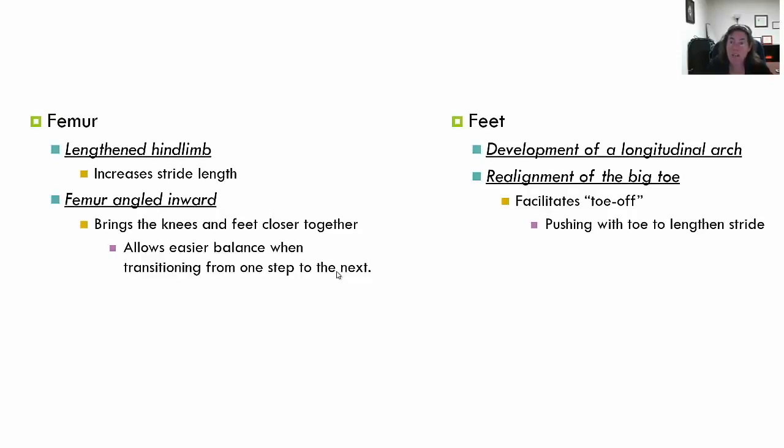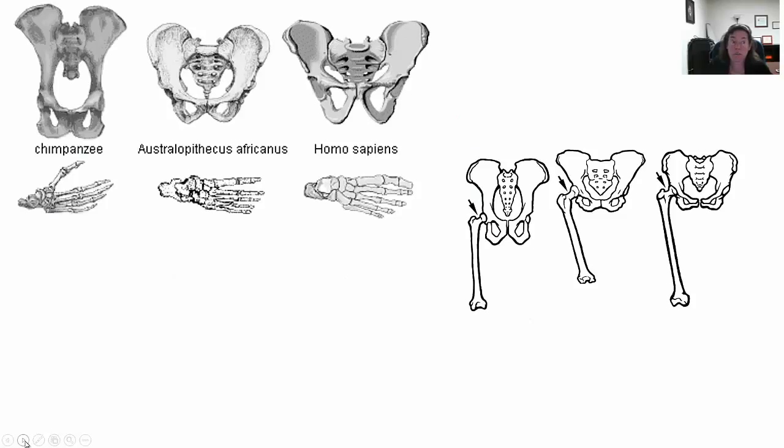In our feet, we developed what's known as a longitudinal arch. You know that curvature of your foot? Some people don't have it because they're flat-footed. This is very important for bipedalism because it helps you push off. We also see realignment of the big toe. So instead of the toe being perpendicular to the other toes, it's now moving and becoming parallel to the other digits. This now facilitates toe off, pushing with the toe to lengthen stride during bipedal locomotion.